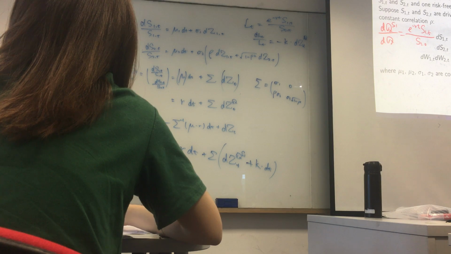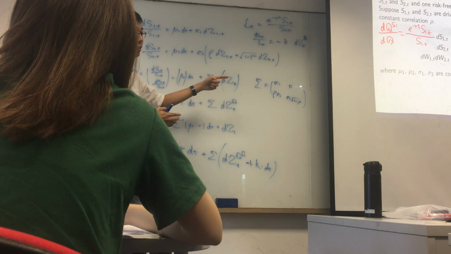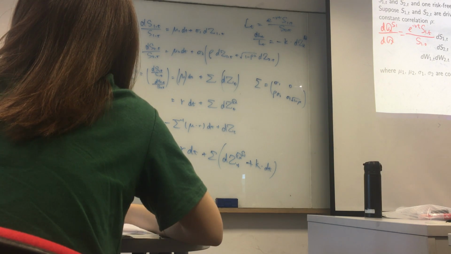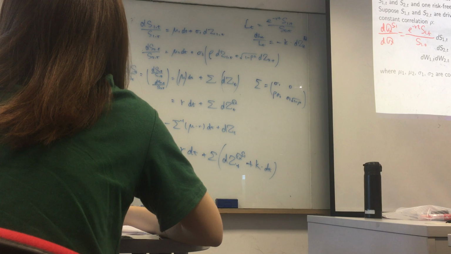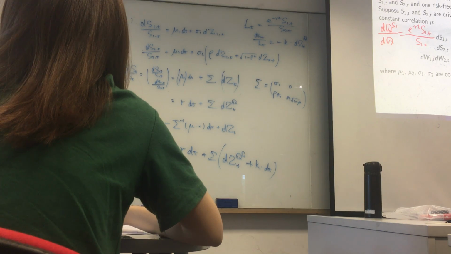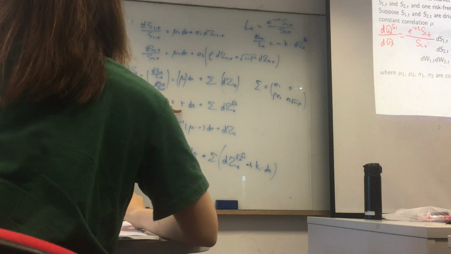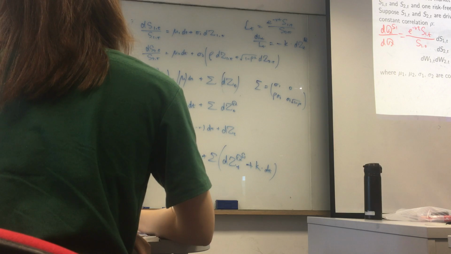Okay, dS over S equal to mu dt plus sigma dZt. Agree? It is the same as the univariate case. So usually our first step in derivative pricing is to change everything from the P world to the Q world. On the Q world, the drift term will always be r.